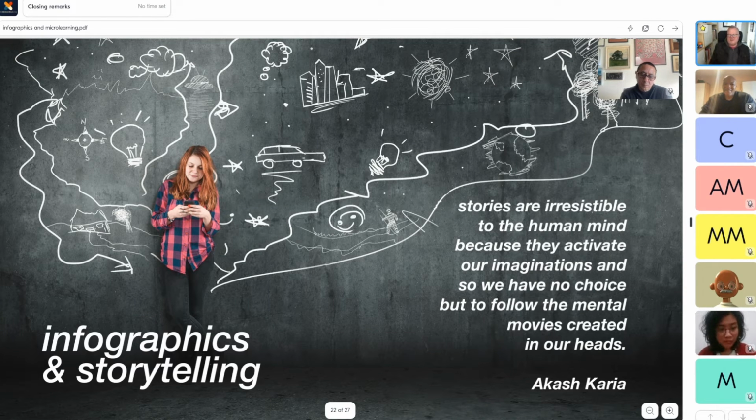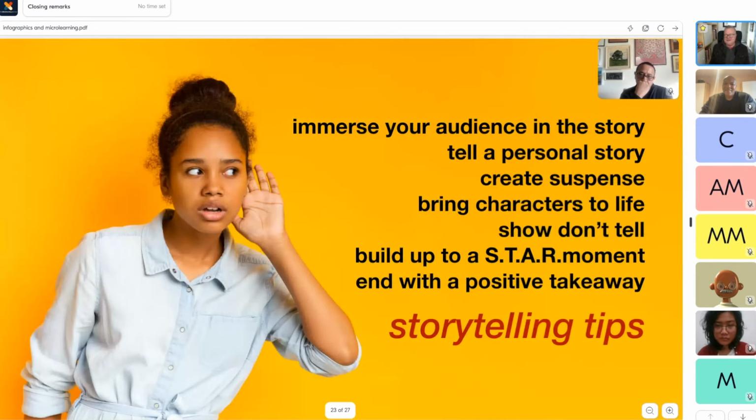Really lovely quote, and this is kind of getting to the bit of why I do infographics, which is: stories are irresistible to the human mind because they activate our imaginations, and so we have no choice but to follow the mental movies created in our heads. And I think if we can help our learners understand the story that we're telling with our graphics, then we can help people learn points and remember them much better. So I've just got some slides here on the storytelling tips that I think are really useful.